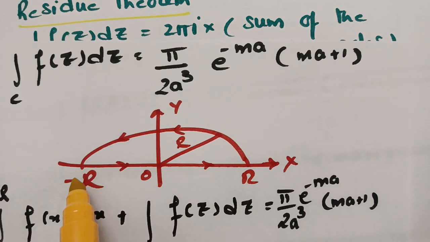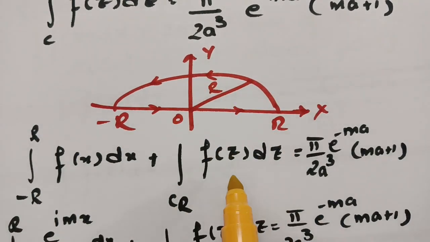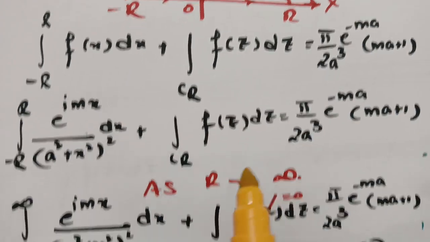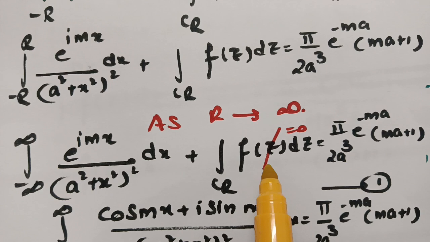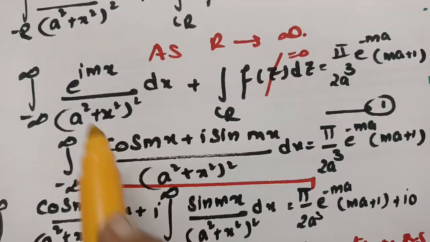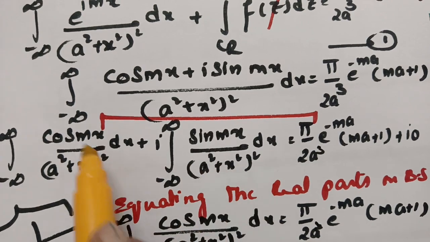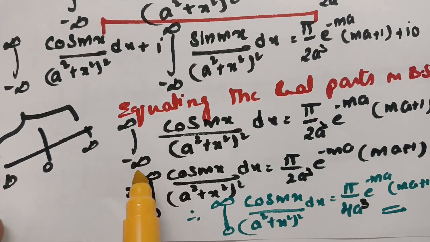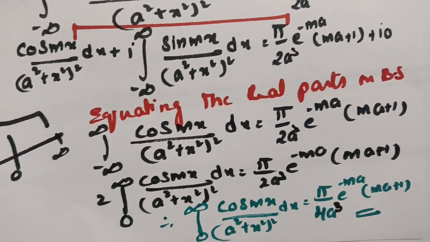As this contour is of two parts, that is along minus R to plus R, f of x dx, and along the semicircle, that is f of z into dz, we have to find these two values. As R tends to infinity, keeping z is equal to R e power i theta, this value is 0. Therefore e power imx can be written as cos mx plus i sin mx. Here this is the real part and this is the imaginary part, and after equating the real parts we got this value. So the calculation from minus infinity to plus infinity is twice that from 0 to infinity, and I'm sending 2 to the other side, and this is the final answer.